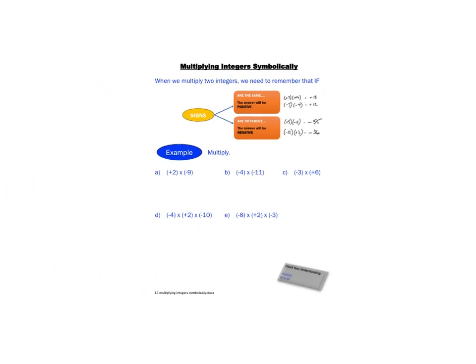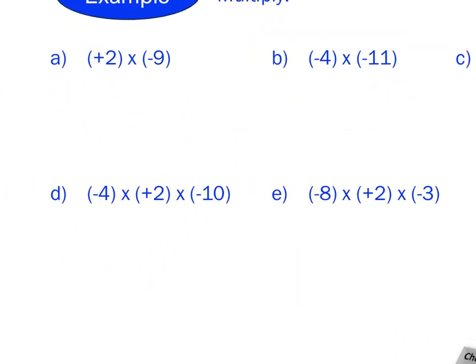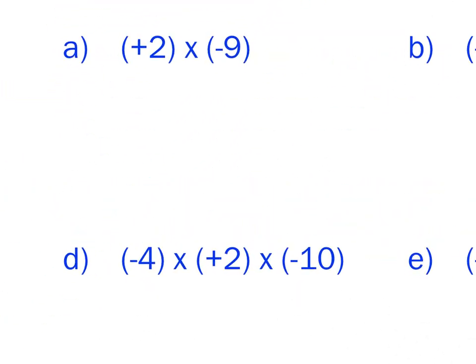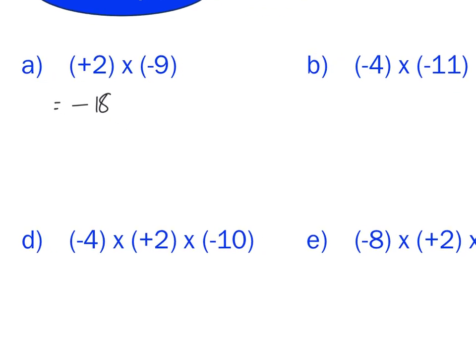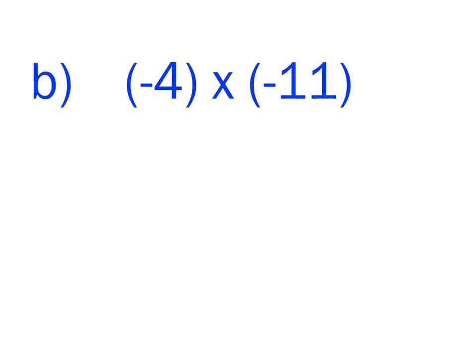All right, so positive 2 times negative 9. What's the sign? Negative. 2 times 9 is? 18. Giddy up. There we go. Easy as pie. Right? Say they were flipped, like the negatives on the positive side and the positives on the negative. Okay. Next one. What's the sign? Positive. And 4 times 11 is? 44. Fantastic. There we go.